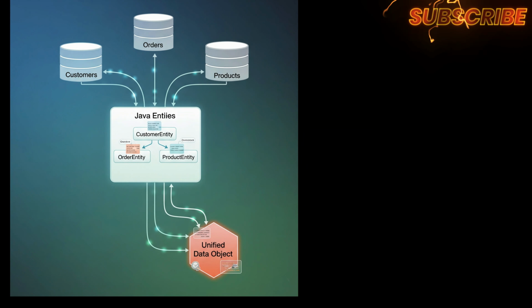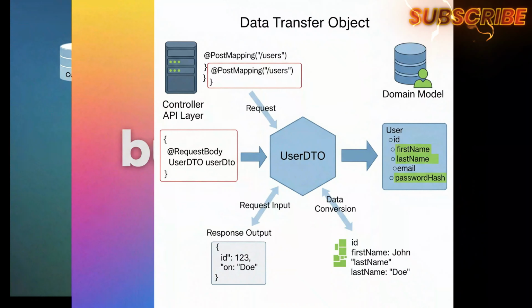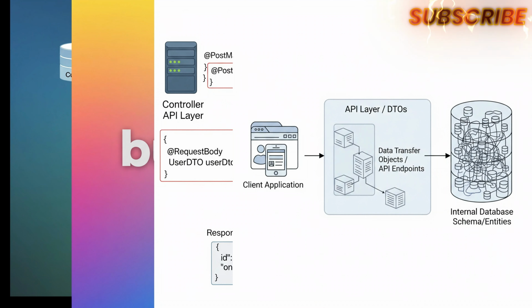Coming to characteristics, it is a subset or a combination of data from one or more entities. It has no business logic. Often it is used in the API controller layer for request input and response output. It also decouples the client from the internal database schema or entity structure.